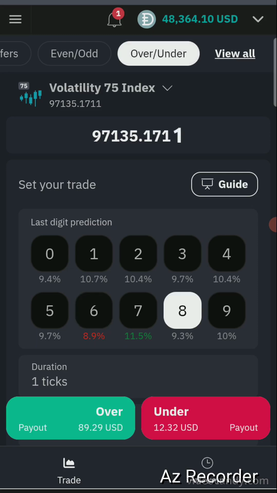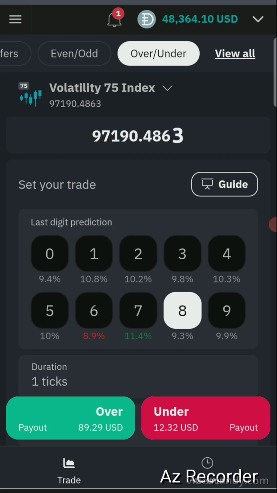This is actually the simplest way to grow a small account. For under 8, make sure digits 8 and 9 are below 10% and not increasing in percentage. They should be constant. The entry point for the under 8 market is digit 9. When the last digit appearing is 9, press under immediately.